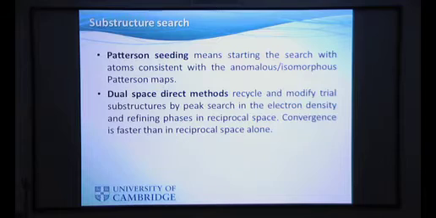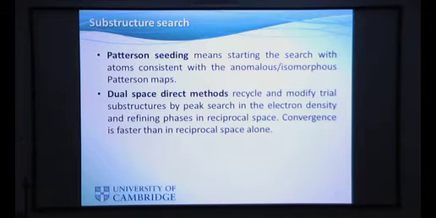So there's two terms which you would possibly come across. One is Patterson seeding, and it means starting to search for where actually the atoms might be in real space with atom positions that are consistent with the anomalous or isomorphous Patterson maps. It makes a lot of sense to not randomly put atoms, but just put one and then put the next one consistent with the Patterson.